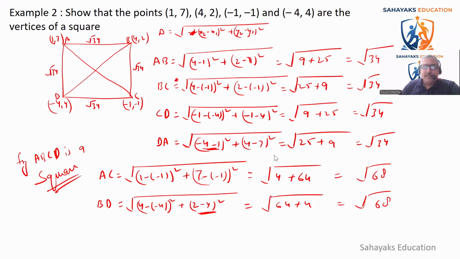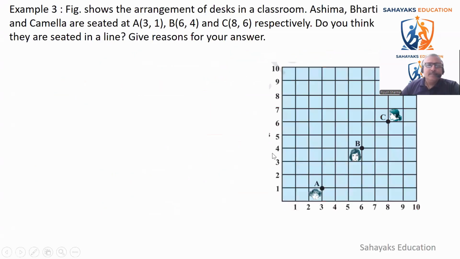So coming to the next question. The figure shows the arrangement of desks in a classroom. Ashima, Bharti, and Camilla are seated at these 3 places respectively. Do you think they are seated in a line? Now, I told you that in case they are sitting in a line, then the distance AB plus BC should be equal to AC.